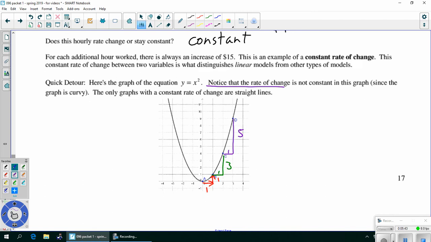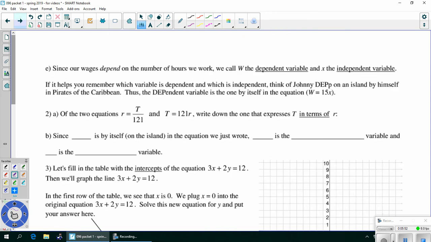Notice that the rate of change is not constant in this graph, since the graph is curvy. The only graphs with a constant rate of change are straight lines, and we're going to be spending a bunch of the first part of this course talking about straight lines.